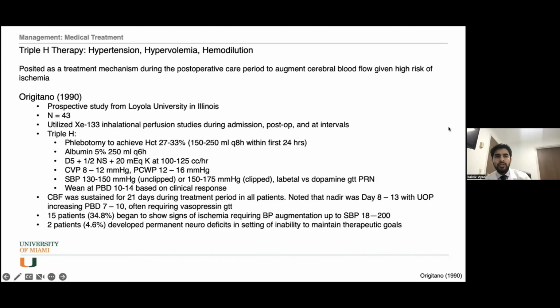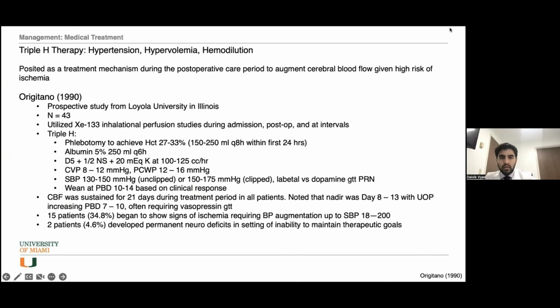So now we gravitate towards the idea of treatment, and what was the conventional mainstay after the 1990s was the idea of Triple H therapy for treating vasospasm. So just to review, it was hypertension, hypervolemia, and hemodilution. And it was posited as a treatment mechanism during the postoperative period to help augment cerebral blood flow, given there was a high risk of ischemia because vasospasm closes off blood vessels.